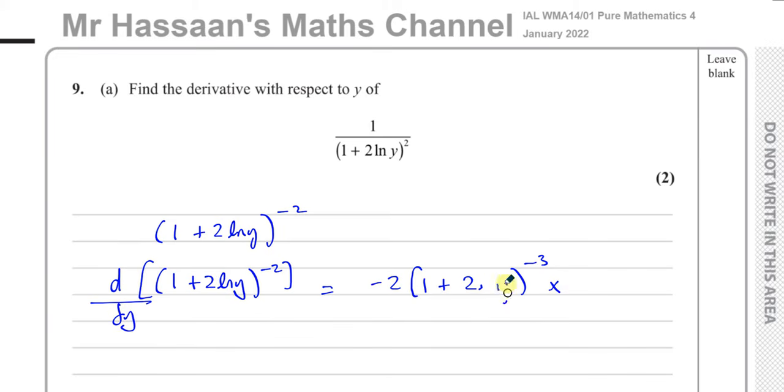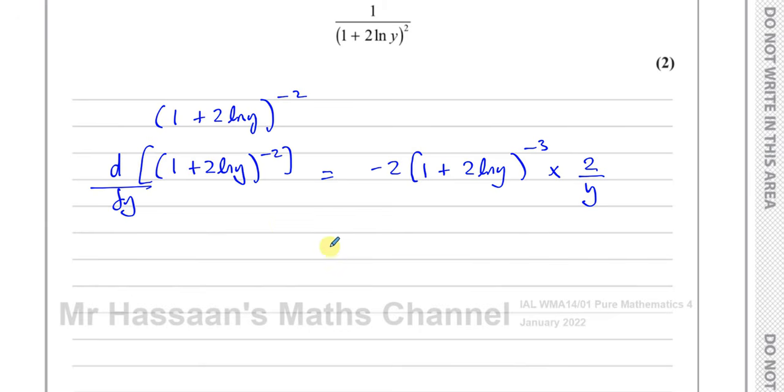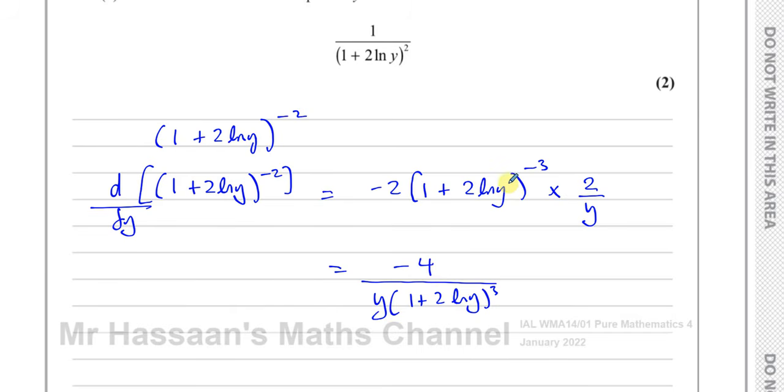Then you multiply by the differential of what's inside the function. The differential of 1 plus 2 ln y is, well, the differential of 1 is 0, and the differential of 2 ln y is 2 times 1 over y. So we end up with the differentiated expression becoming minus 4 over y times (1 plus 2 ln y) to the power of 3. That's the differentiated expression for 9 part A.